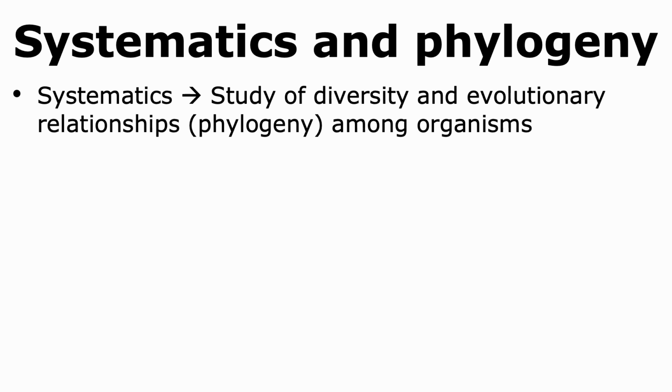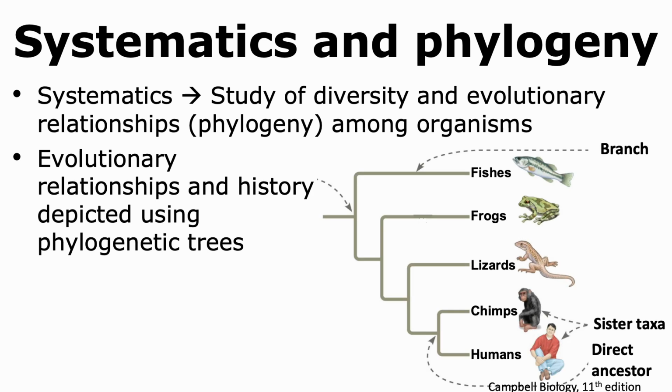To answer these types of questions, the field of systematics plays a more important role. It is the study of diversity and evolutionary relationships among organisms. The field of studying evolutionary relationships is also called phylogeny. The evolutionary relationships are depicted using these pictorial representations called phylogenetic trees.